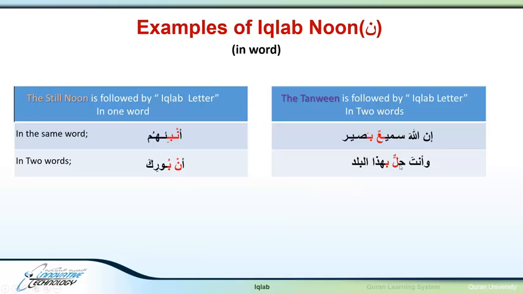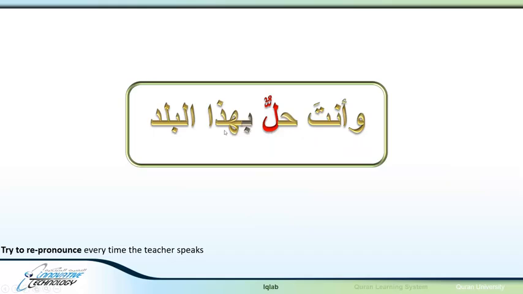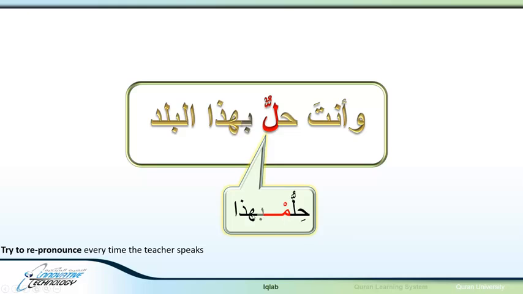Last example is another tanween in two words, حِلٌّ بِهَذَا الْبَلَدِ. حِلٌّ بِهَذَا, lam with tanween with dhamma, followed by a ba with kasra. We exchange the noon of tanween with a meem, and it will sound like حِلُّمْ instead of حِلٌّ. It will sound like حِلُّمْ بِهَذَا.